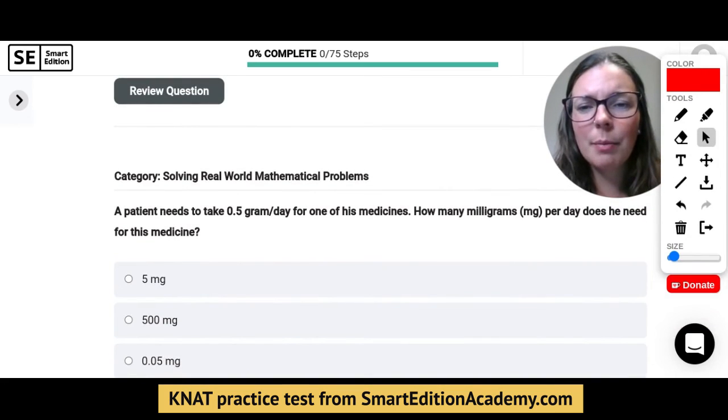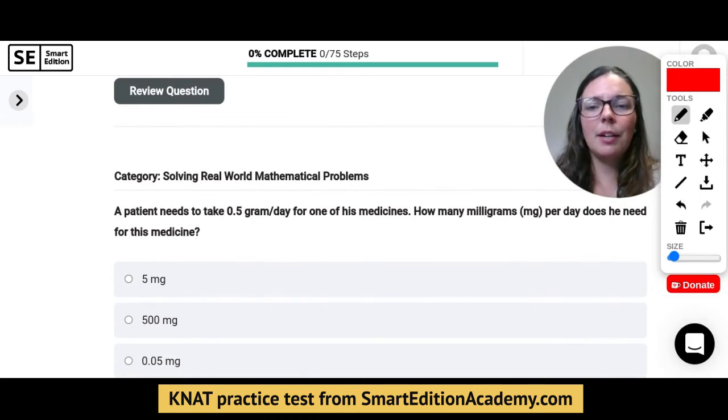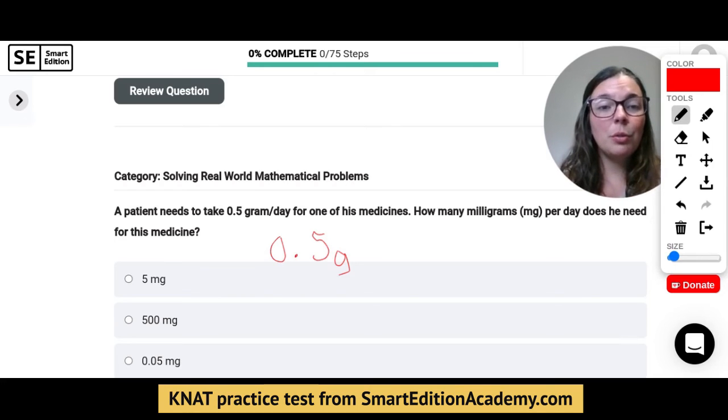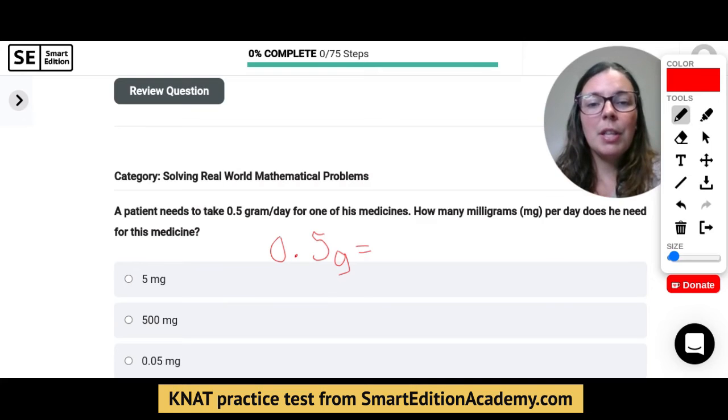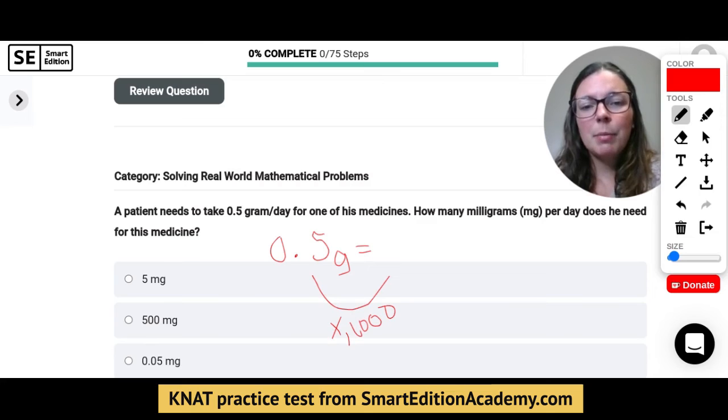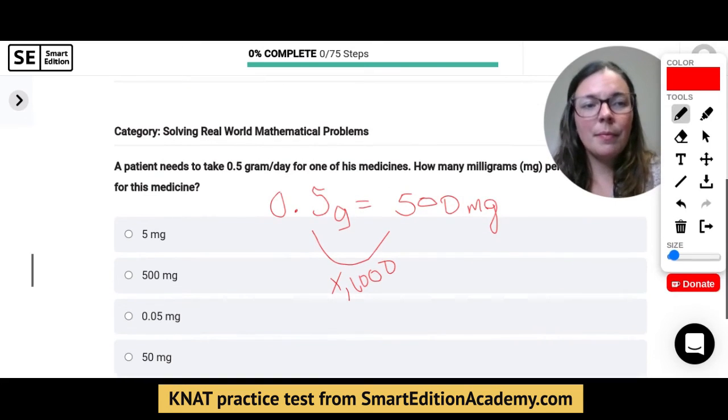Okay, a patient needs 0.5 grams per day for one of his medicines. How many milligrams per day does he need? Okay, so I hope you're noticing what conversion comes up a lot. A lot of the times we're having to go from a whole unit to milli, like milligrams, milliliters, something like that. So we should be thinking there are 1,000 milligrams in a gram. So multiply this by 1,000 and you will get 500 milligrams.